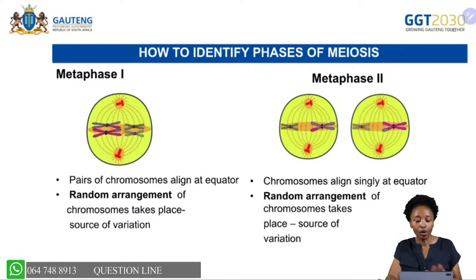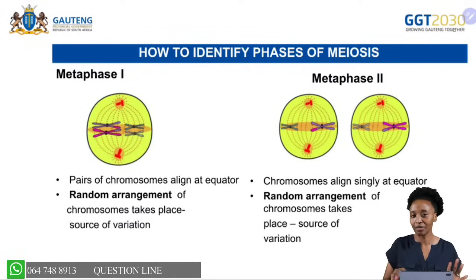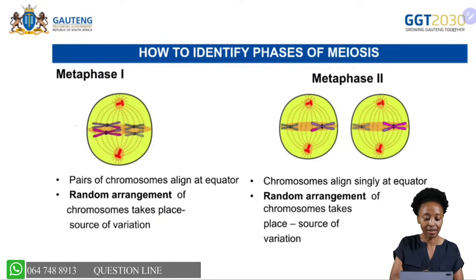Then when you go to metaphase, I think this is the easiest to identify, because all that you look for is the chromosomes that are lying along the equator of the cell. Remember, avoid using in the middle, avoid using at the center. They are lying at the equator of the cell, the equator here. That's where the chromosomes are.